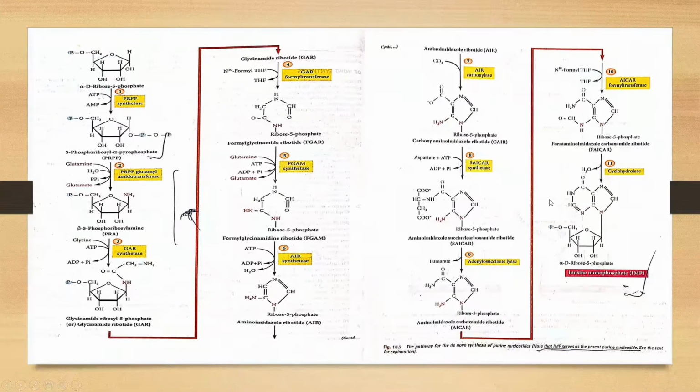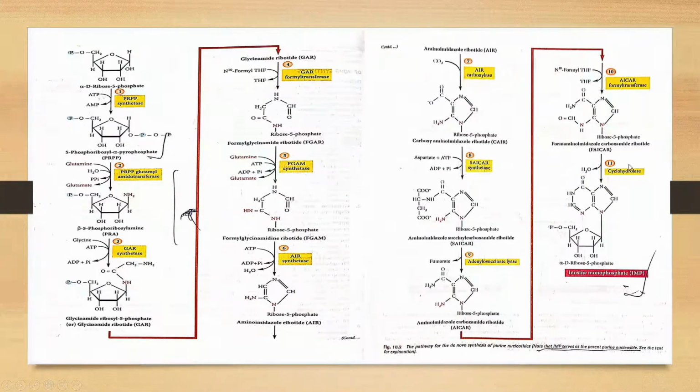The final atom of the purine ring is obtained from N10 formyl tetrahydrofolate, added to this amino imidazole carboxamide ribotide. Reactions 4 and 10 are blocked by the sulfonamide drugs, which inhibit the formation of tetrahydrofolate.